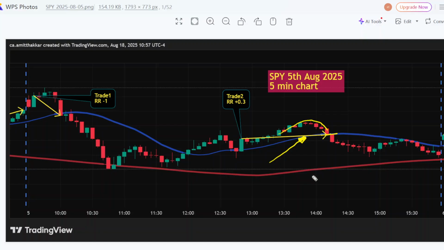Instead, we can move the stop loss to cost, and because of this the market comes down and takes our stop loss, and we are basically break even on this trade.